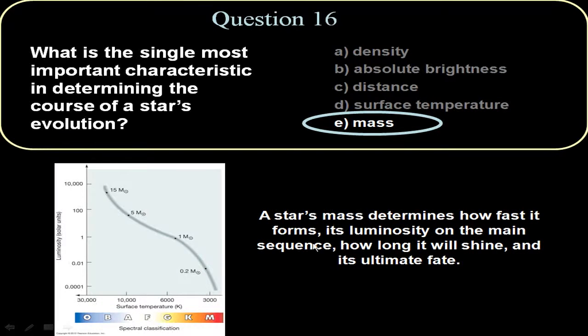It determines how fast it forms, its luminosity on the main sequence, how long it will shine, and ultimately how it's going to go from there for the rest of its lifetime.